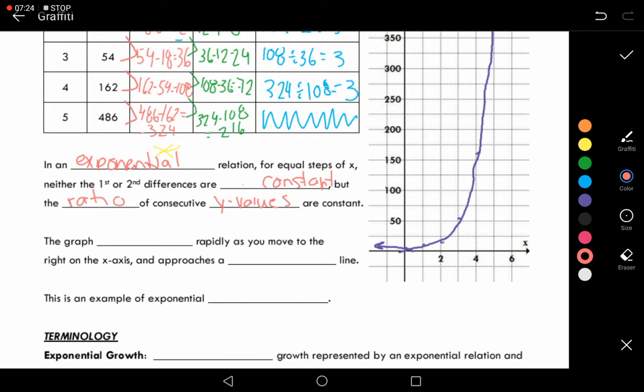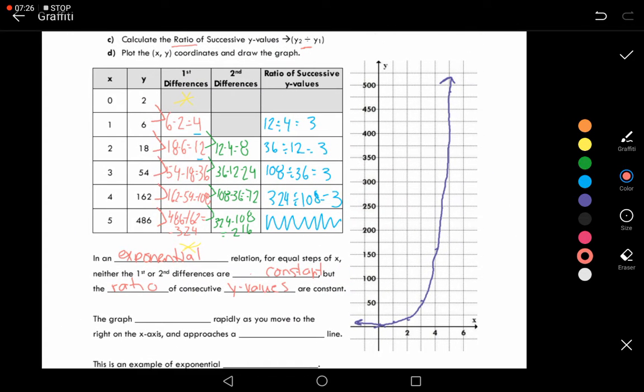Sorry, I probably confused you, but what that's saying is the first difference column here, the numbers are not all the same, right? Those were all different. When we calculated the second differences, those numbers were all different as well. So we knew this wasn't linear or quadratic. In order to determine if it is exponential, we took the ratio of those y values and determined that indeed this is an exponential function.